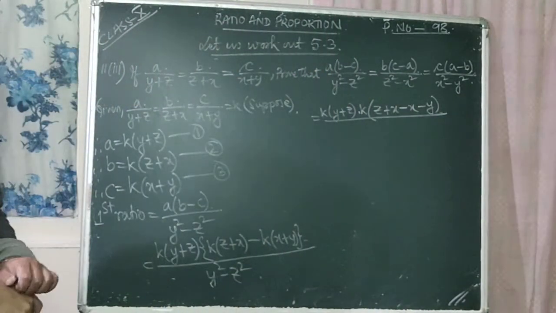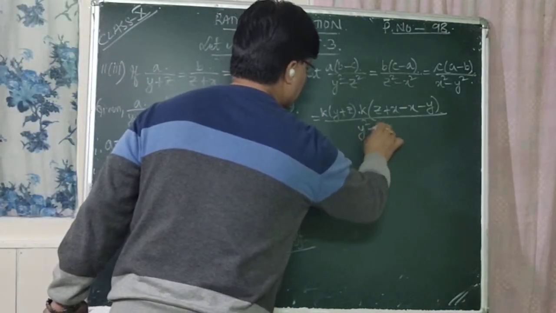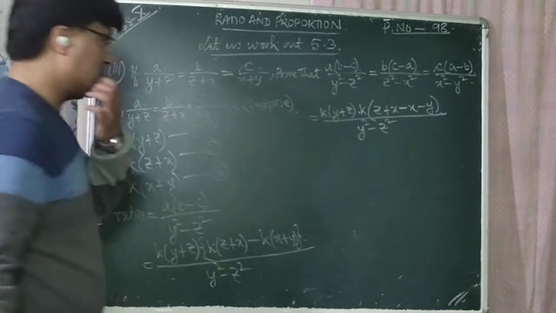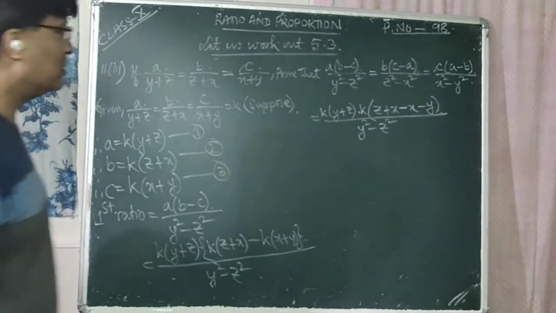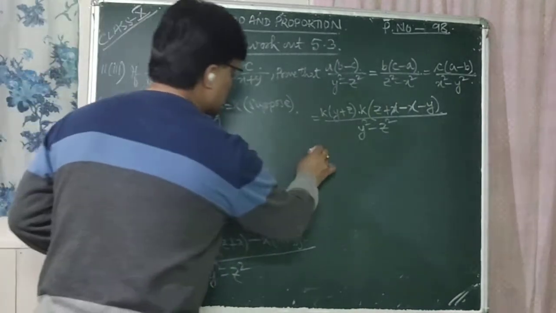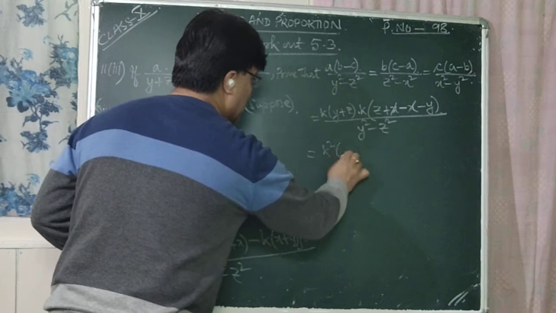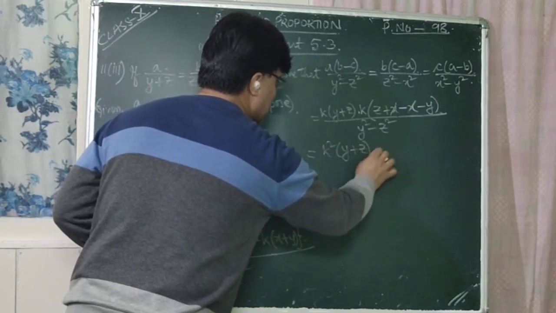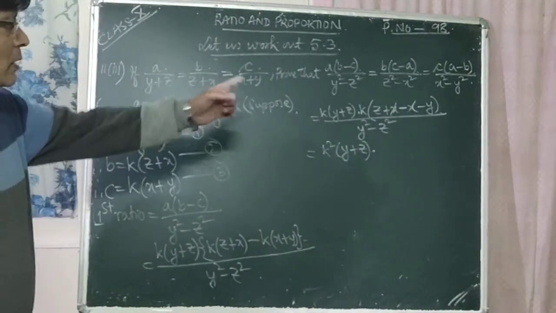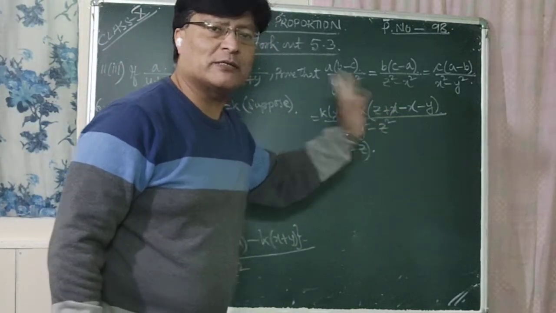Is that clear? So whole divided by y square minus z square. Clear? So here x gets cancelled, you can cancel them. So it is equal to, you can multiply k by k square. It is y plus z into. Now, since there is y plus z, you should make it y square minus z square.